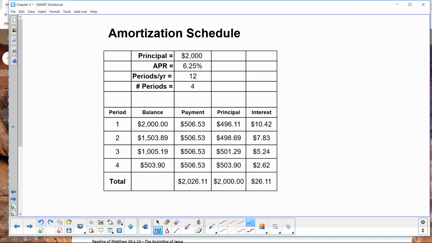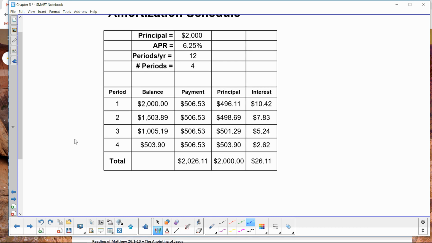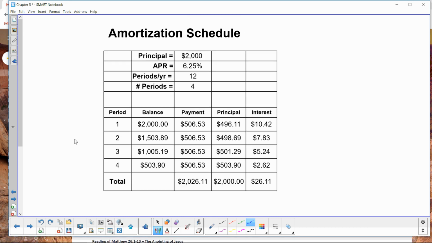So here is your, this I did with a spreadsheet, just brought it in here. This is called, when that table is complete. So this right here, this is that table we were doing on the last slide.